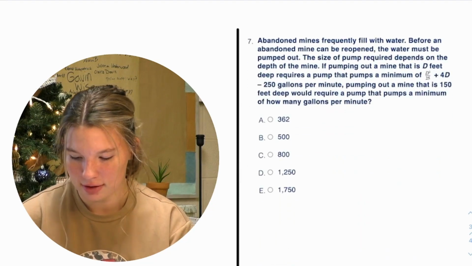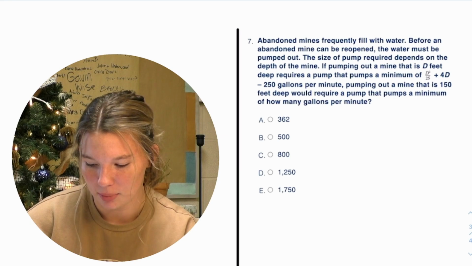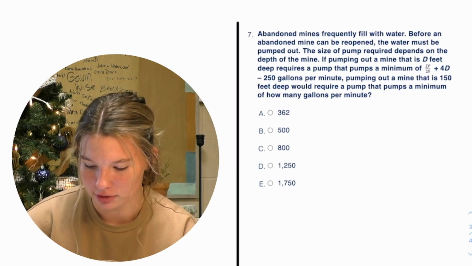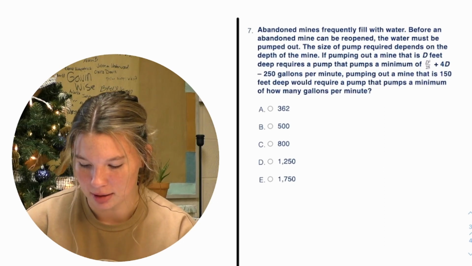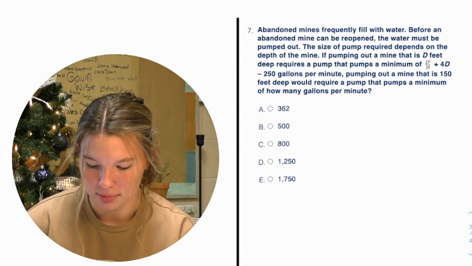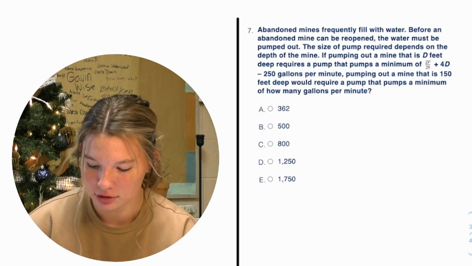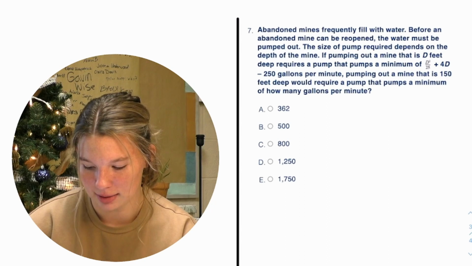Next, we have abandoned mines frequently fill with water. Before an abandoned mine can be reopened, the water must be pumped out. The size of the pump required depends on the depth of the mine. If pumping out a mine that is D feet deep requires a pump that is a minimum of D squared over 25 plus 4D minus 250 gallons per minute, pumping out a mine that is 150 feet deep would require a pump that pumps a minimum of how many gallons per minute?